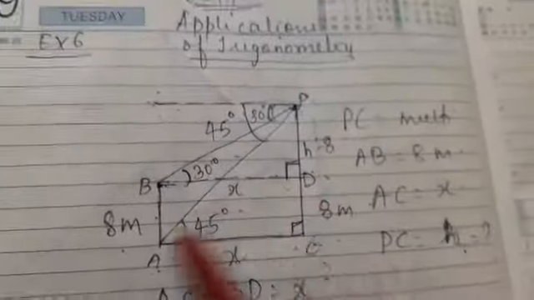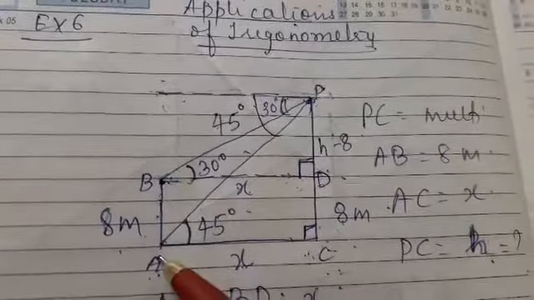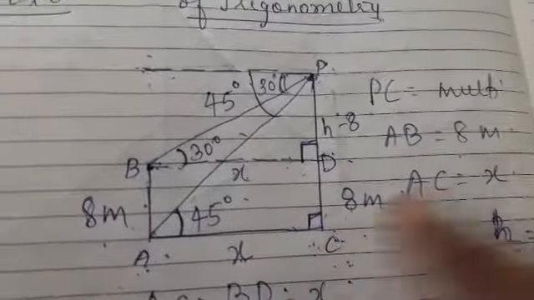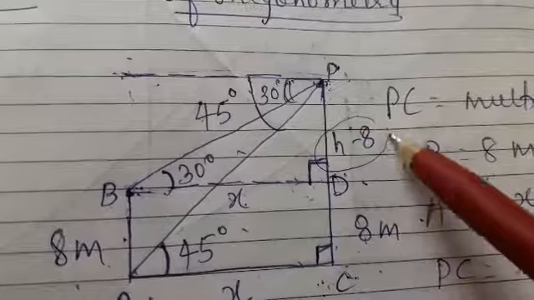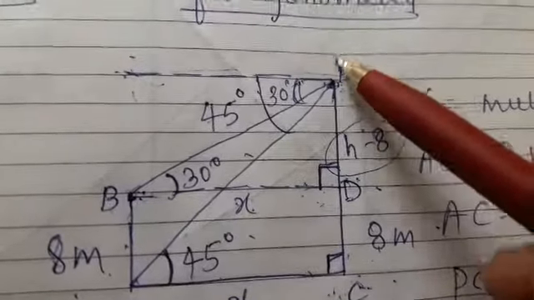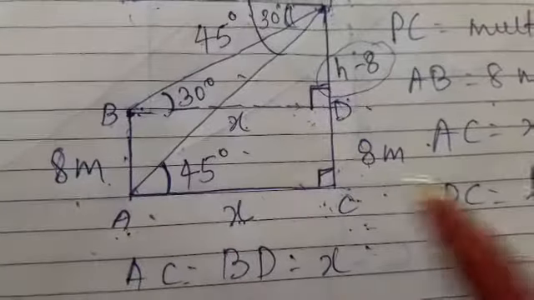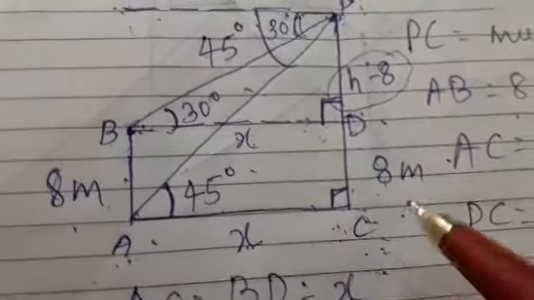That first we make the diagram with two buildings, a multi-storied building and a tall building. AB will be equal to CD because these two lengths will be the same. Then we assume PC as h. This distance will be h minus 8, and we have to find the length of PC. We also have to find the distance, that is the length of AC. So the distance between the two buildings and the height of the multi-storied building, right?